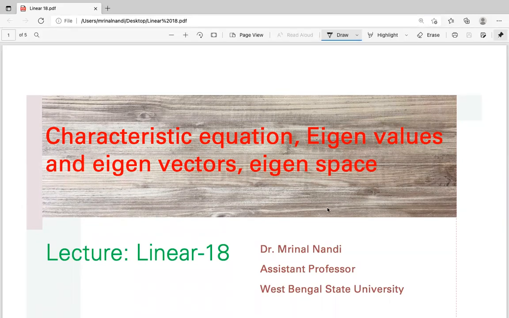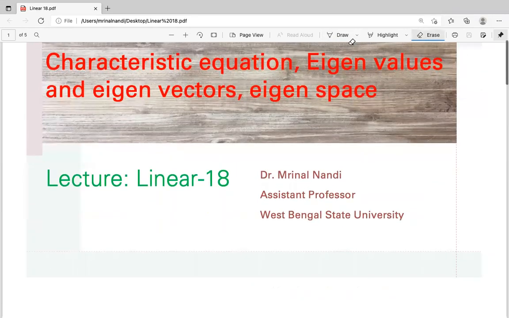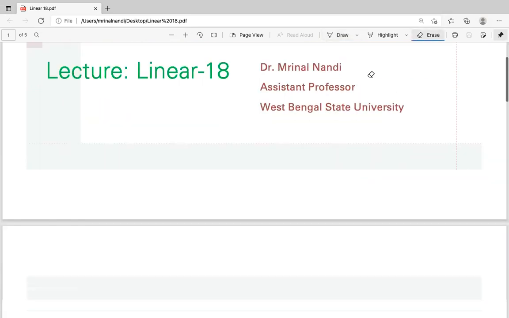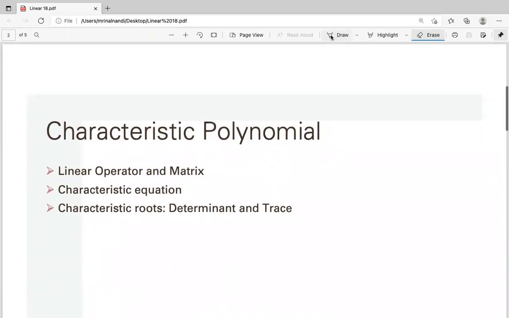This is lecture number 18 on characteristic equation, eigenvalues, eigenvectors, and eigenspace. So this is a new idea and a new concept. What we did previously is a totally different thing. So we just start with what is the characteristic polynomial. So there are two things.